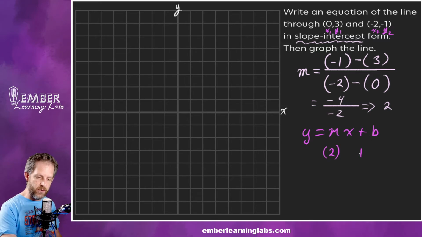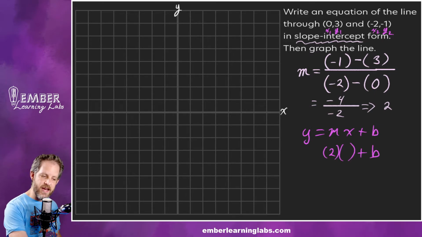That's what we're looking for. So I'm just going to put plus b. We know an x we can plug in, right? We can plug in this x right here. So I'm going to stick a 0 right there in for x. And then if I'm using that point, then I need to use this 3 for the y.